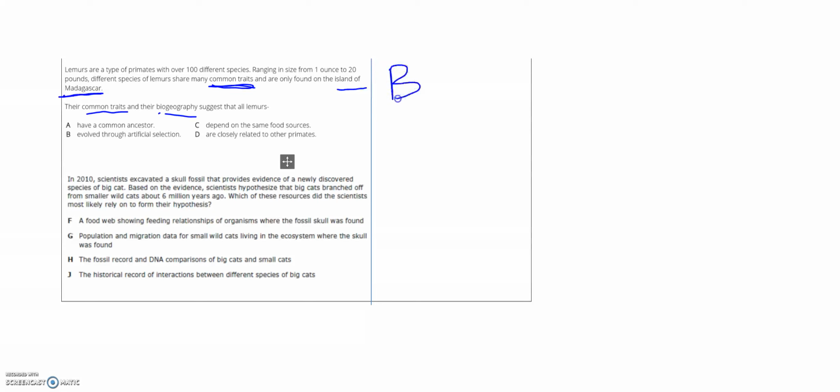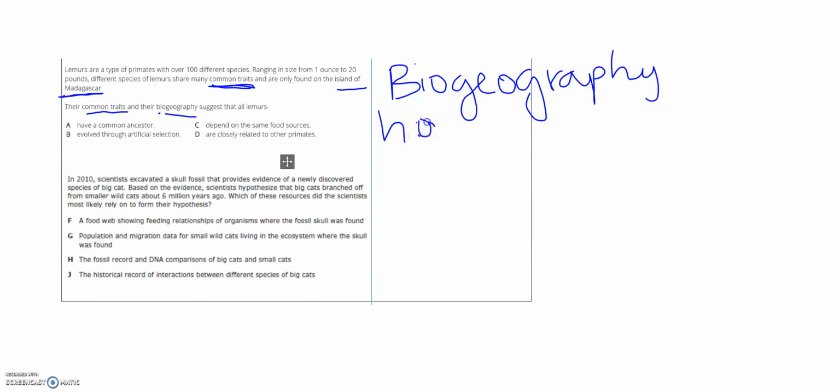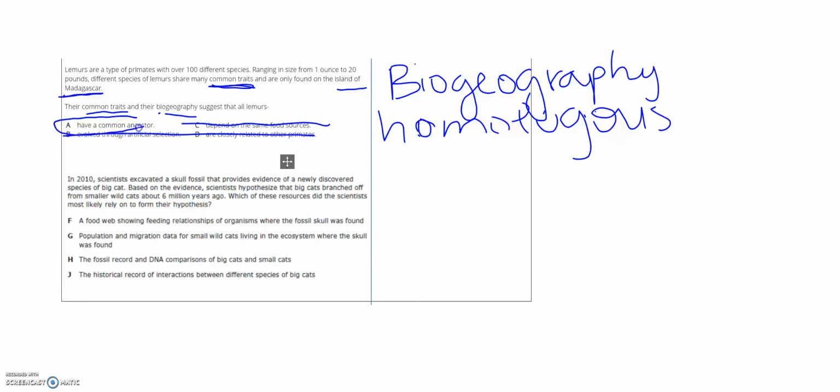So every time I see the word biogeography or common traits, which is probably talking about those homologous structures, then I know that they're talking about common ancestry. So I'm going to find the one that says common ancestry. It's not any of these ones. It's definitely going to be A. It's not D, even though that's talking about closely related, because it's not telling us about the other primates. So make sure you don't fall into that trap. Even if it sounds like it could be right, double check the work and make sure it didn't give you those answers.